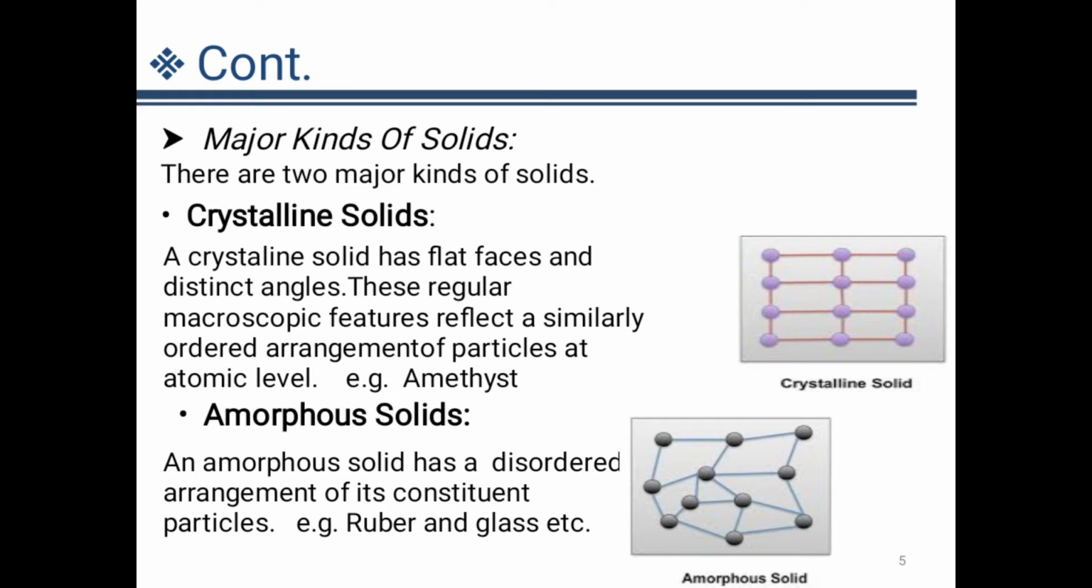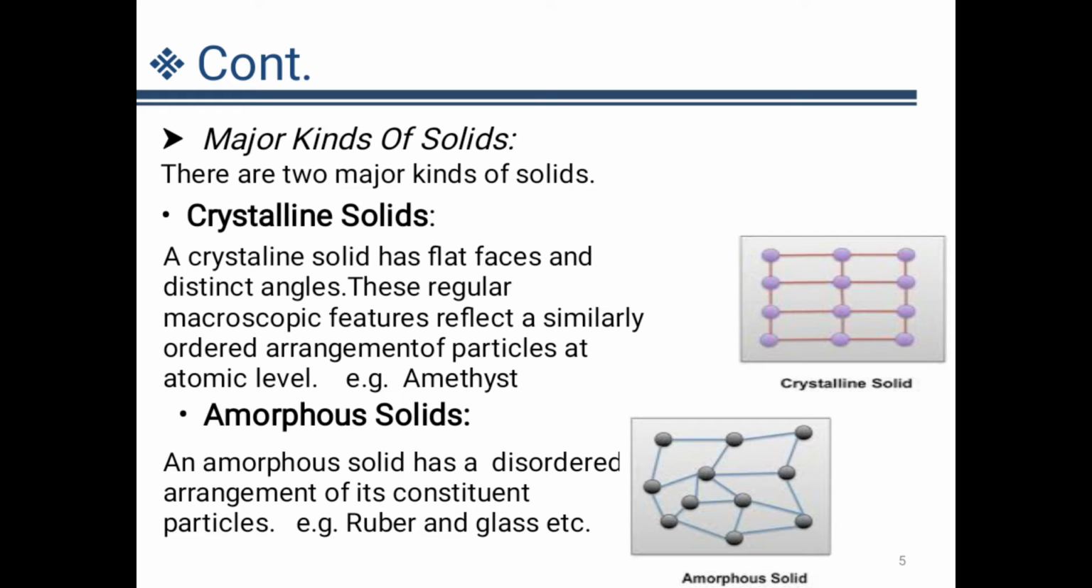So, two major kinds of solids. First of all, I will explain crystalline solids. A crystalline solid has flat faces and distinct angles. These regular macroscopic features reflect a similarly ordered arrangement of particles at the atomic level. For example, amethyst. Here is the structure of crystalline solids, and it shows they have flat faces parallel to each other, bonded in the crystalline solids.